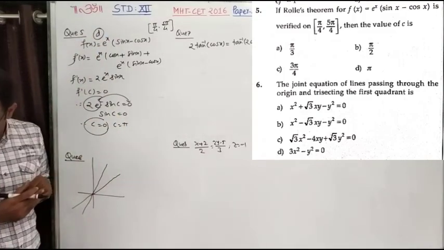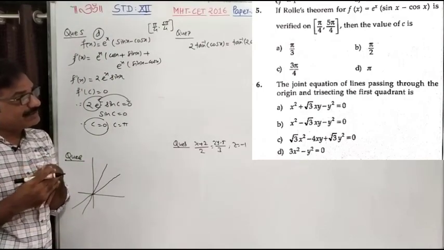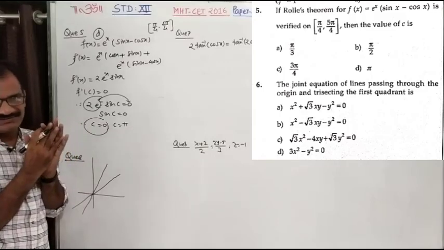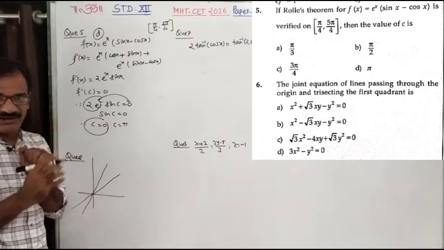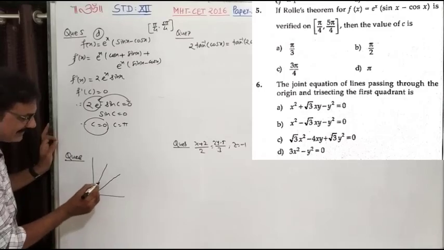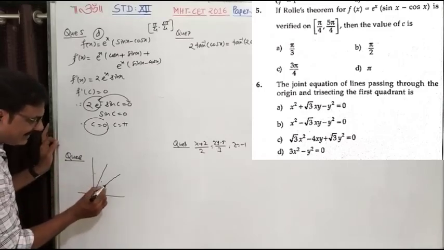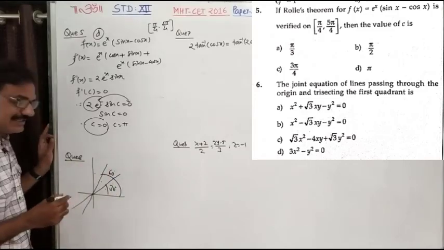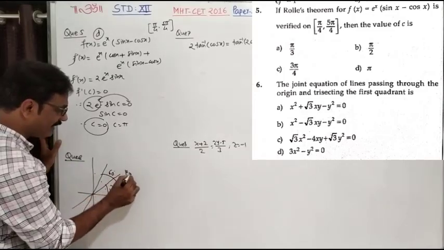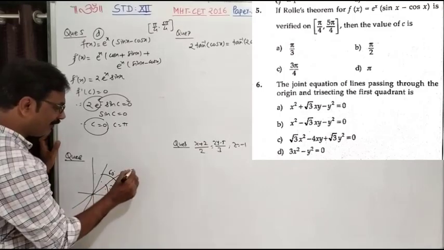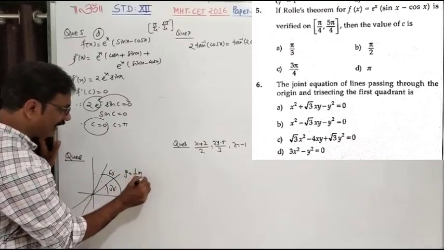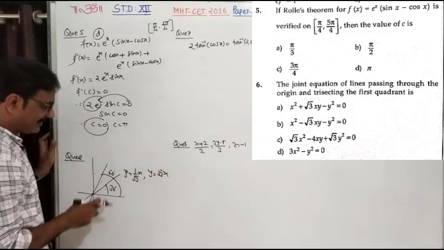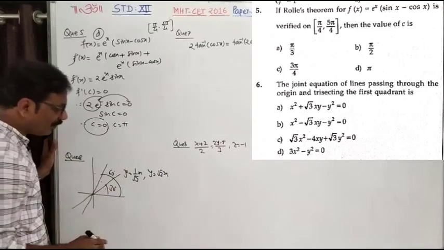Question number 6. The joint equation of lines passing through the origin and trisecting the first quadrant. Trisect, it makes 3 equal parts. So these are the two lines, 30, 30, 30 degree trisecting. So the first line will make 30 degrees, the second line will make 60 degrees. So the equation of the first line is tan 30, it is 1 upon root 3, y equal to mx. The equation of the second line is y equal to root 3 x, tan 60 is root 3, m is the slope.